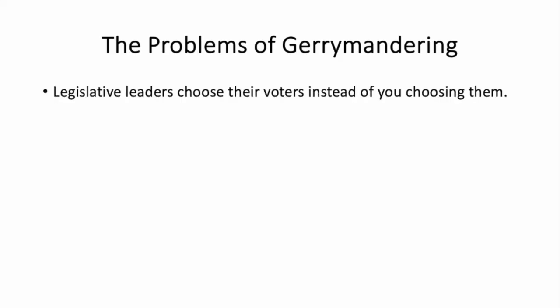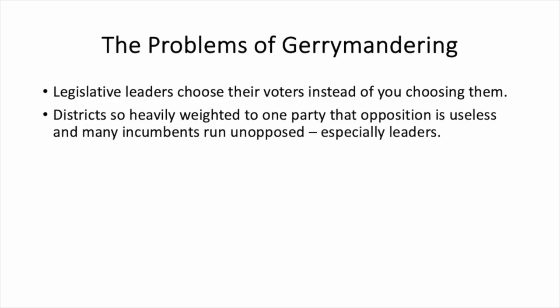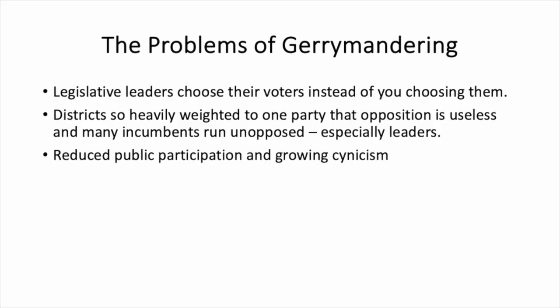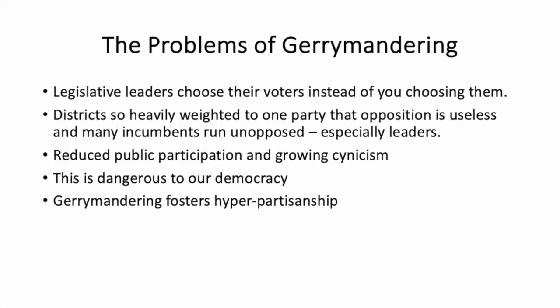So why is gerrymandering so damaging to our democracy? And why is Fair Districts continuing this effort after nearly 9 years of frustration? Gerrymandering means powerful legislative leaders get to choose their voters instead of you choosing them. It results in districts so heavily weighted to one party that opposition is useless, with many incumbents running unopposed, especially leaders. And that discourages public participation and breeds cynicism that causes many to drop out of the process altogether of studying candidates and voting. This is dangerous to our democracy.